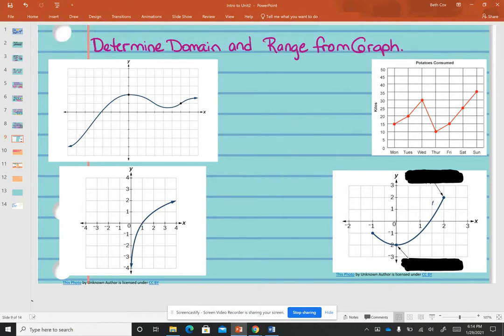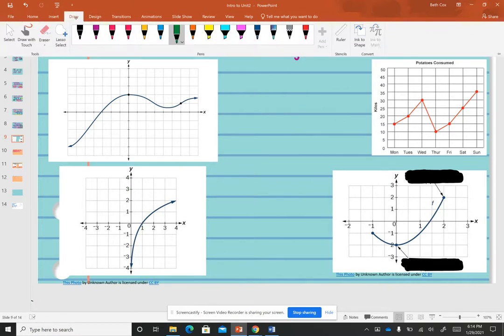So we want to use interval notation for this. Now I've imported some graphs, and we're going to look at these. So the domain is all your x values. So this first graph, if we'll look at it, we start with our domain. Our domain is the x-axis.